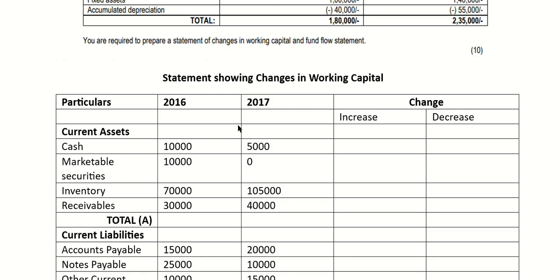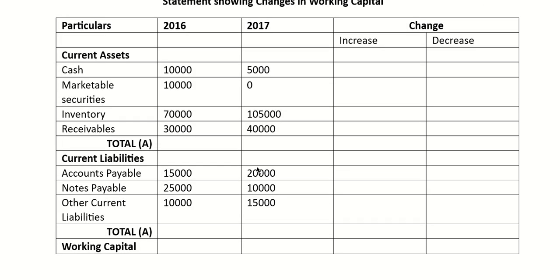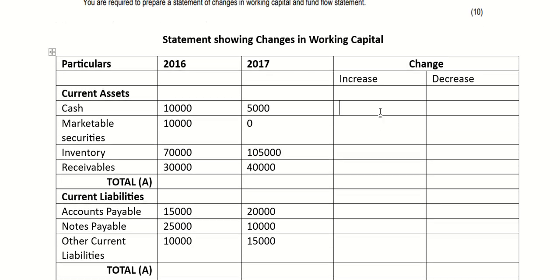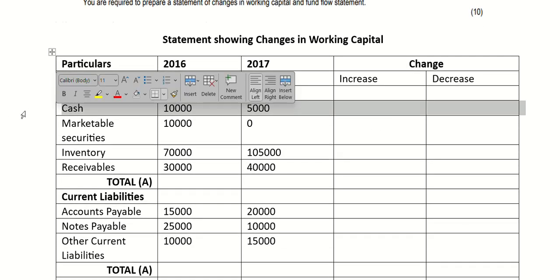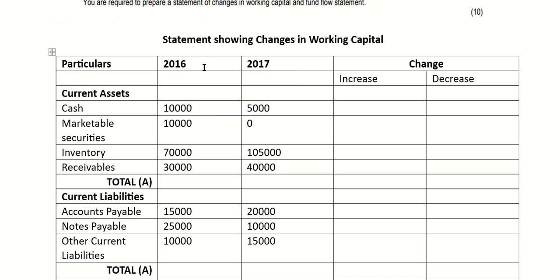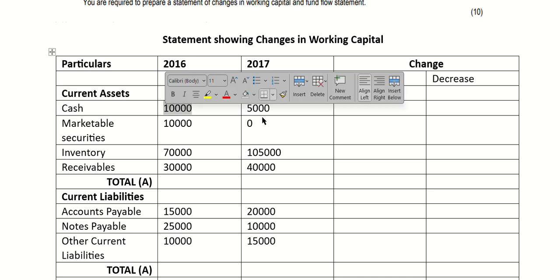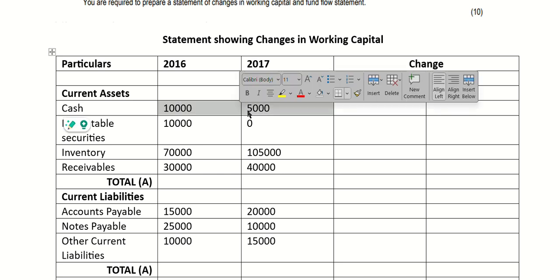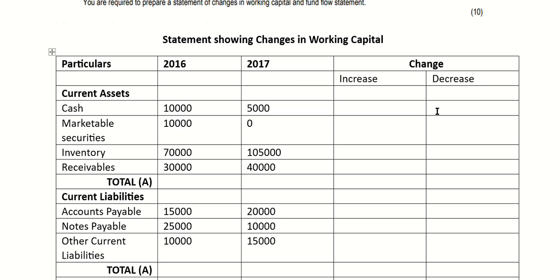Now we have our current assets and current liabilities listed here. Now we can see what change happened to each item in each year. Here we have cash. Cash in 2016 was 10,000. In 2017 we have just 5,000 remaining with us. So we know the change is a decrease. Below the decrease column we write the change, that is the difference between 10,000 and 5,000.